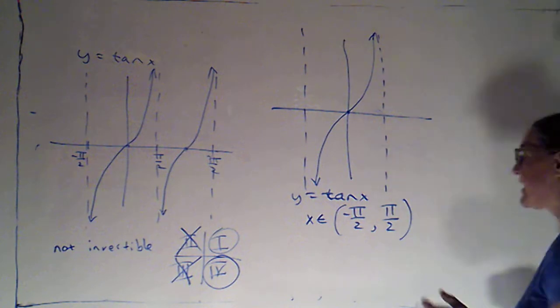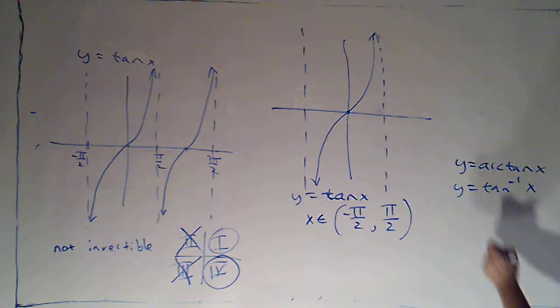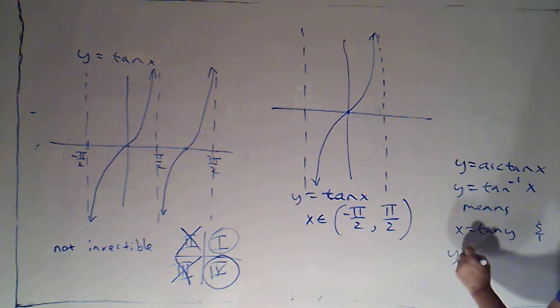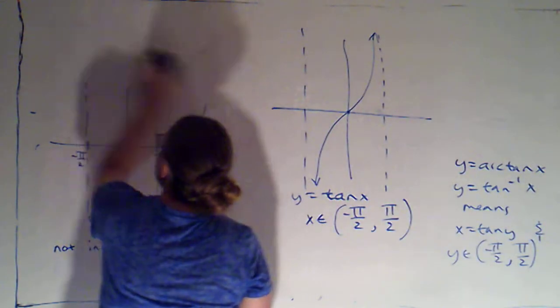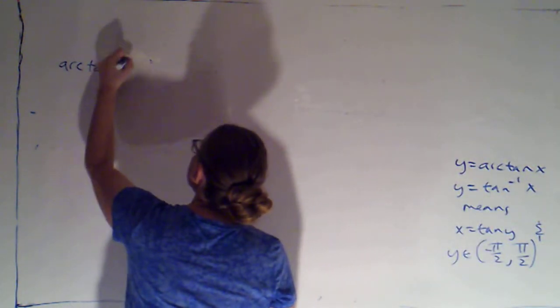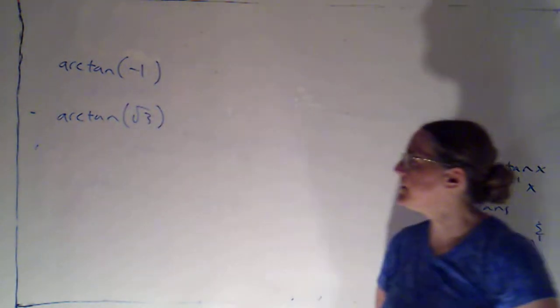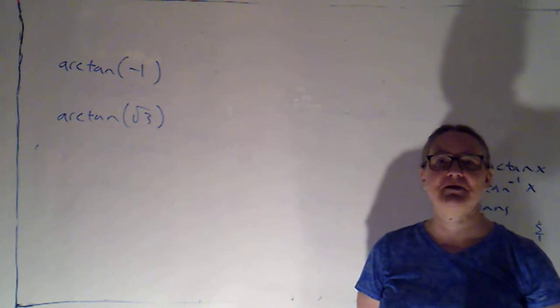For tangent, I don't. And so then I can say y equals arctan of x, or equivalently y equals tan inverse of x, means x equals tangent of y, and y would be in the interval from negative pi over 2 to positive pi over 2. Okay, excellent. So let's see if we can evaluate that at a couple of places. So let's try to evaluate arctangent of negative 1 and arctangent of root 3. I'm going to suggest that you pause the video, try to work those two out, and then tune back in and we'll work through them together.